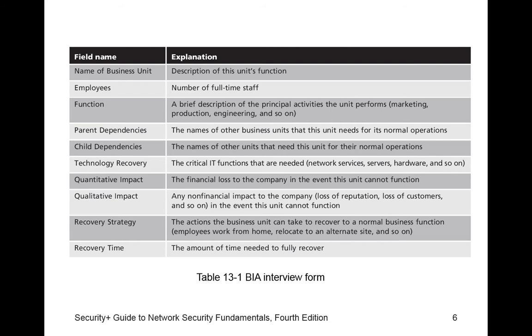Here's what an interview form is. Name of the business unit, how many employees, what their function is, who's above them, who's below them, what critical IT functions are there to bring them back. And quantitative, give me the financial aspects, the dollars. Qualitative, what are the emotional or feel-good types of things that will happen to them. Recovery strategy and recovery time. This is always a big thing.